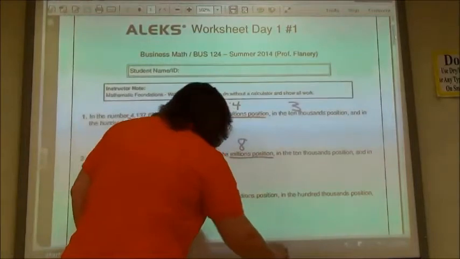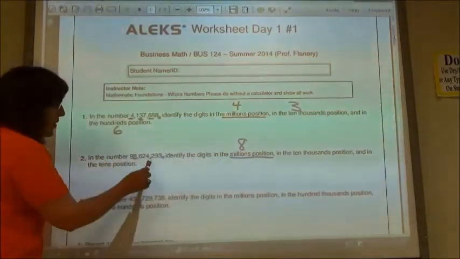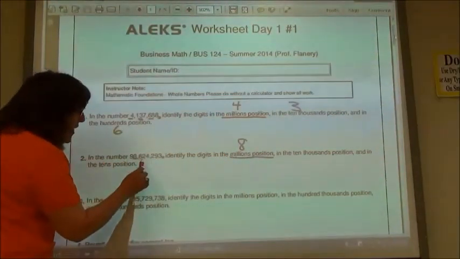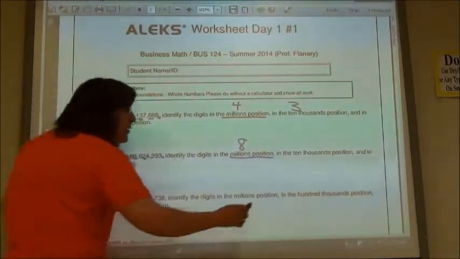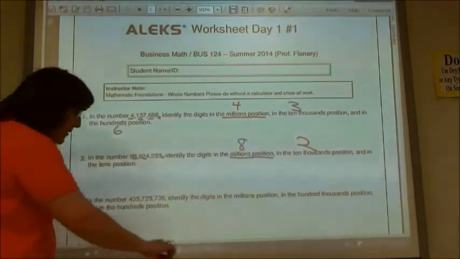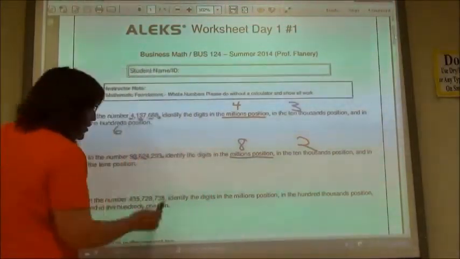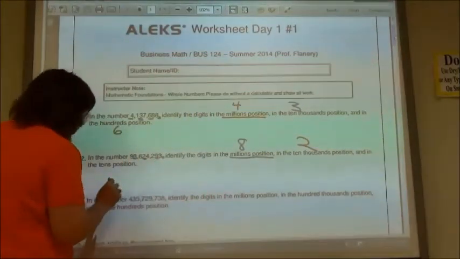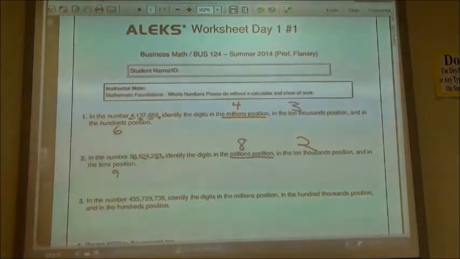The number in the 10,000s position. So here again we're at the thousands, so ones and tens. The 2 is in your 10,000s position. And then the number in the tens position. The tens position, ones, tens. So the 9 in the 93 there is in your tens position.